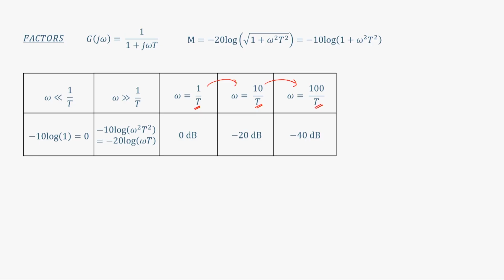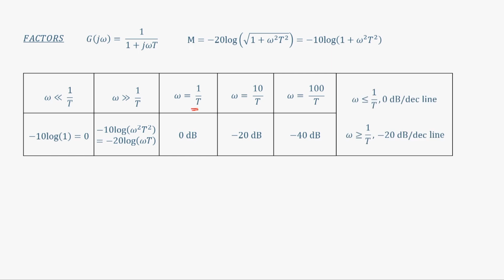So, the line is a minus 20 dB per decade line. So, for every decade there will be a minus 20 dB drop, whereas before this point everything will be 0 dB. So, at omega less than or equal to 1 by t we will have a 0 dB per decade line, and at omega greater than or equal to 1 by t we will have a minus 20 dB per decade line.